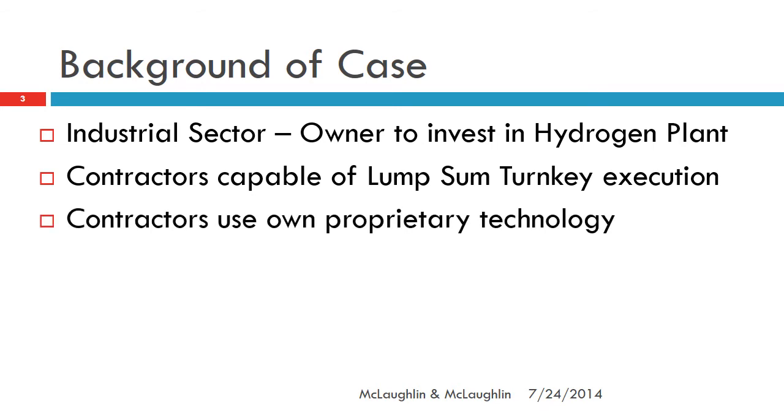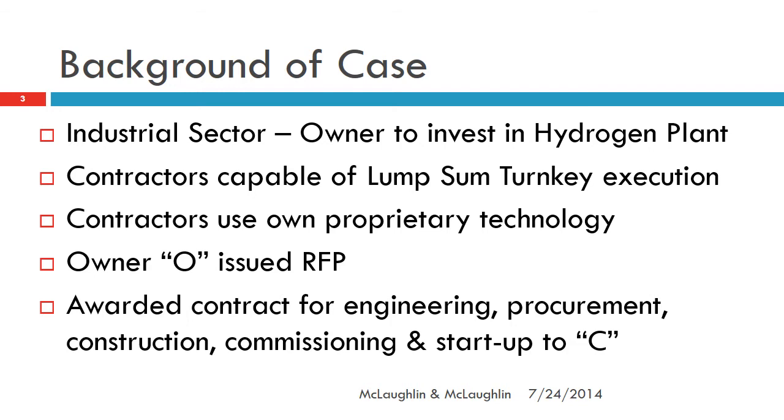These contractors in reality will use their own proprietary technology, or possibly the acquired rights to some proprietary technology. So the owner issued a request for proposal, or RFP, and responsive to the RFP, the owner awarded a contract for the engineering, procurement, construction, commissioning, and startup to contractor, let's call it contractor C. Now, this is typical of a turnkey project where we see the project defined and the scope of work defined from the starting point, or let's say a performance specification.